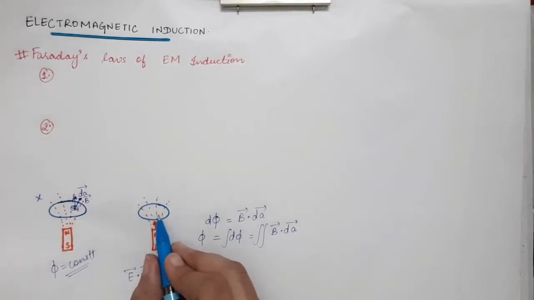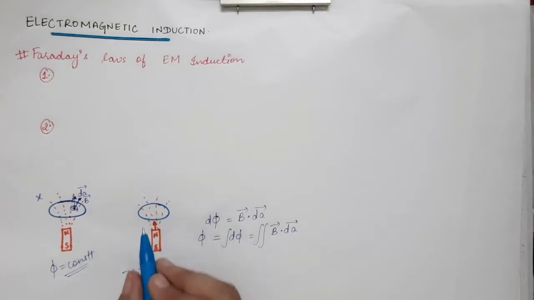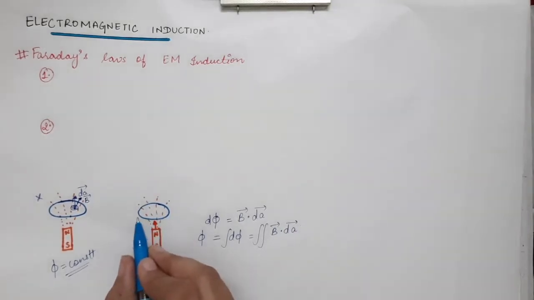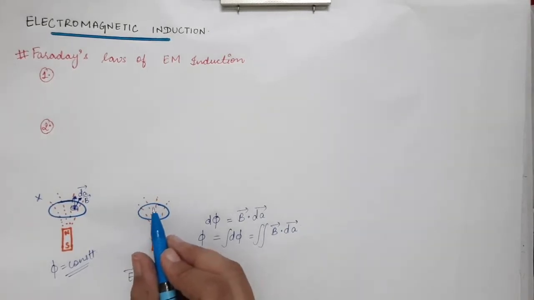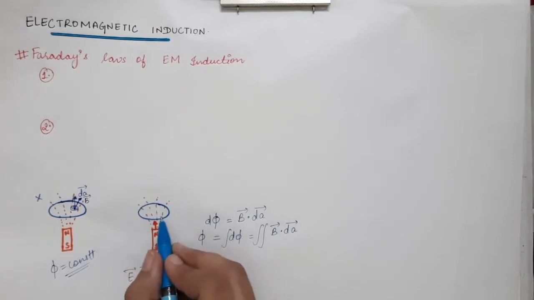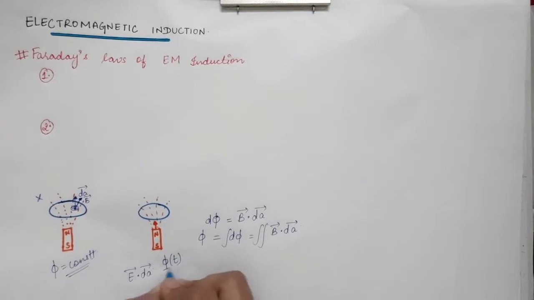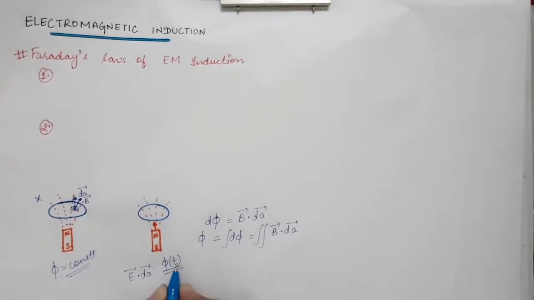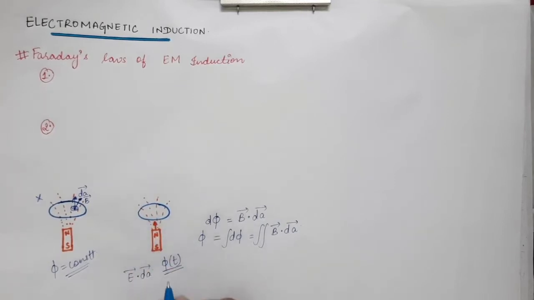However, in the second case, the magnet is moving with respect to the circular coil, which means the number of magnetic field lines linked with this surface will keep on changing. They will be dependent upon time, which in turn means that the magnetic flux linked with this surface will be dependent upon time. So here phi will not be constant, it will be a function of time. The magnetic flux linked with this circular loop will be a function of time.